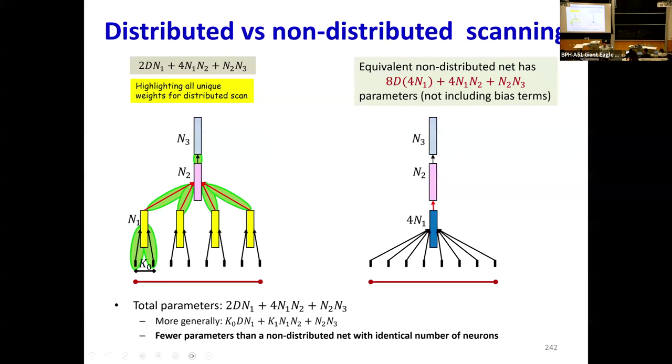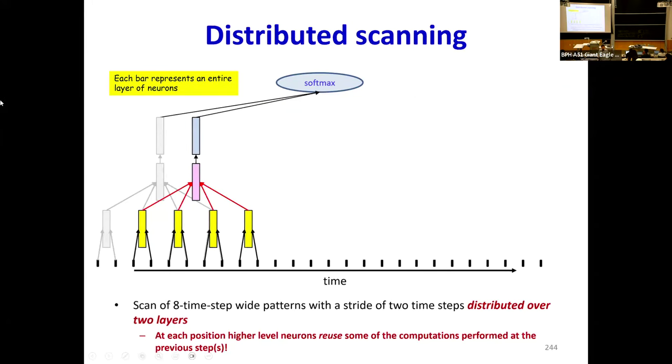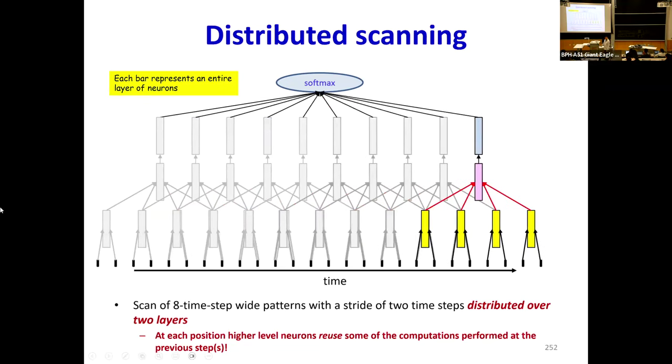So we can see why distributing reduces the number of parameters. How does it reduce computation? If I'm scanning with this one, those are the computations I'm going to be performing in the first layer, right? Now let's say I'm striding by two, so I'm skipping by two at each position. Now there are four yellow bars that I have to compute in the first layer, even in the second position. Do I have to recompute all four of them, or can I reuse some of these computations? I can reuse the first three, right? And so at each time, instead of computing four N1 bars, I'm just going to be computing N1. So the amount of compute has gone down by a factor of four also. Every reduction in the number of parameters comes with a corresponding reduction in the amount of compute. So there's a double gain, right?